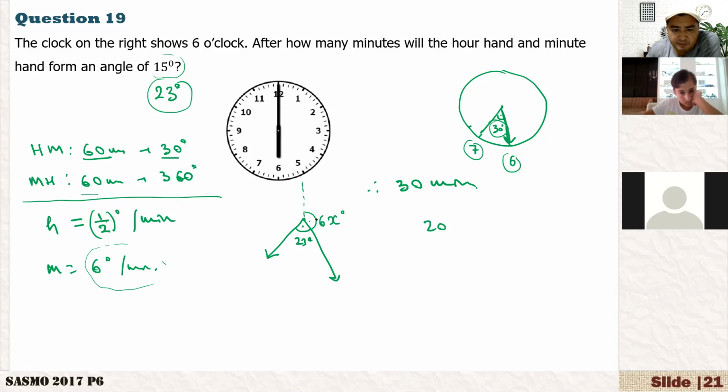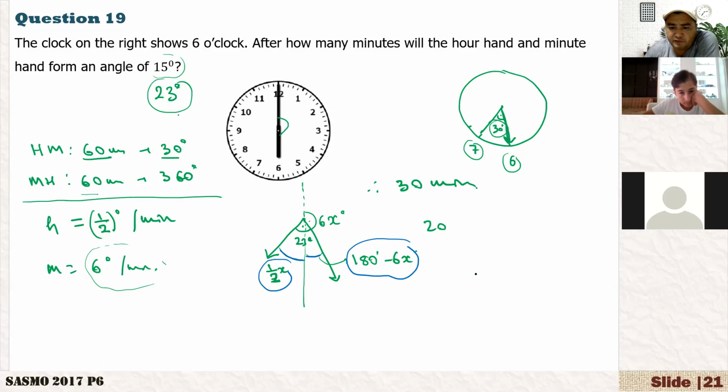And how about the hour hand? It starts moving from here. After X minutes, how many degrees does it move? 1 over 2 X degrees. So what is this angle? Because the straight angle is 180, that angle is 180 minus 6x. Now let me change the color here. This angle plus this angle, which is 180 minus 6x, equals 23.